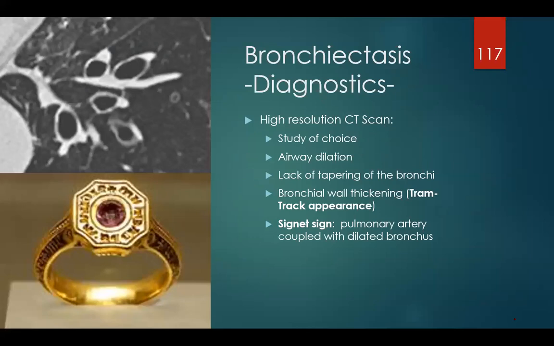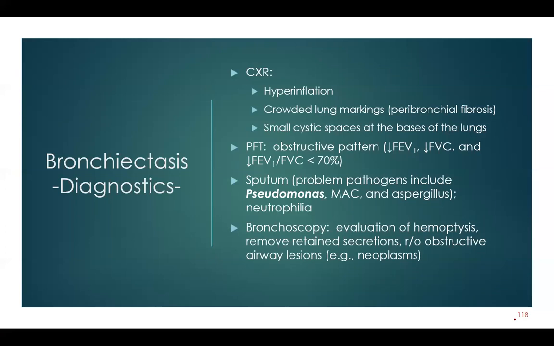So high-resolution CT scan is going to show us this tram track appearance or a signet sign, which just shows these coupled dilated bronchus, and bronchial wall thickening. On chest x-ray, we may see some hyperinflation. We can have some crowded lung markings like peribronchial fibrosis, small cystic spaces at the lungs and the bases of the lungs. An obstructive pattern will be seen if you do pulmonary function testing, like decreased FEV1 and decreased FVC, as well as a decreased FEV1 to FVC ratio, less than 70.